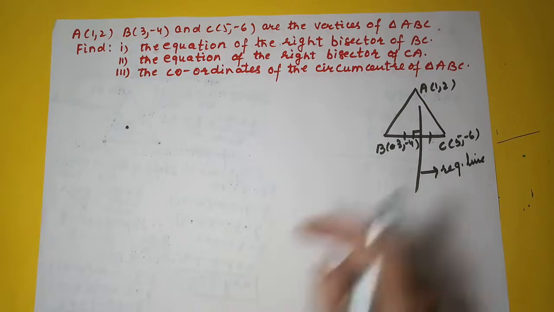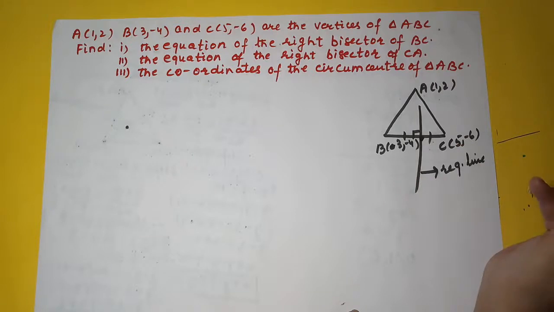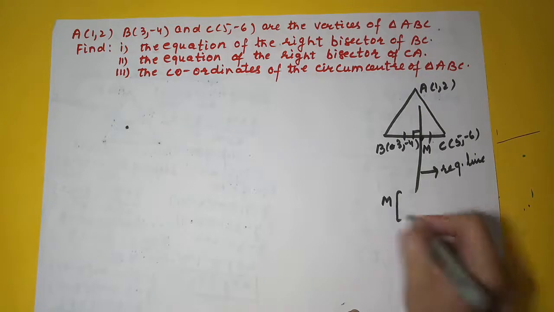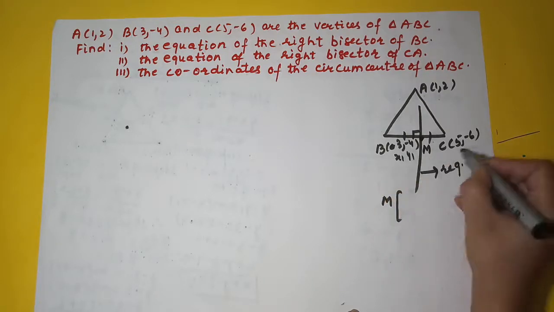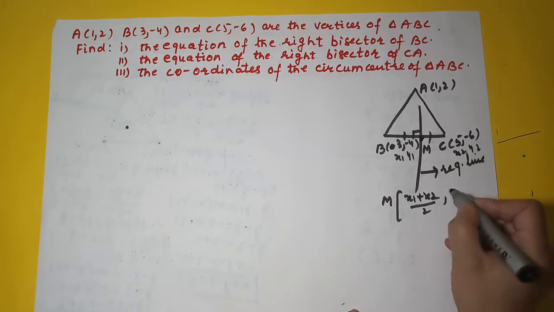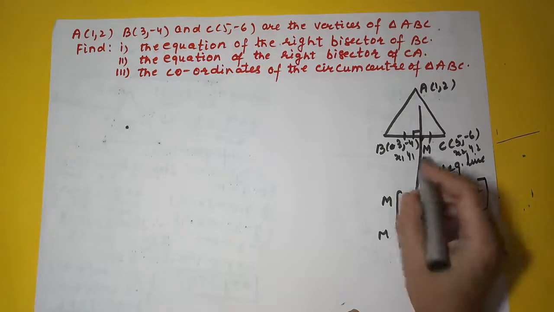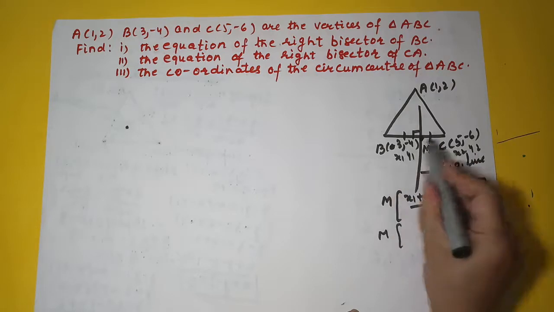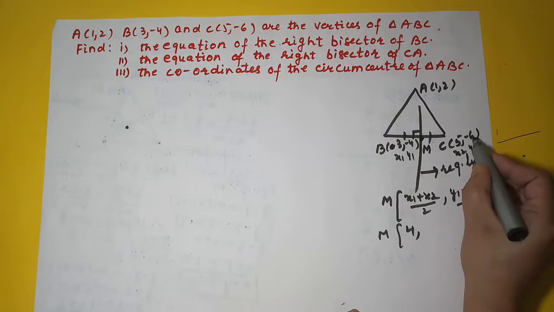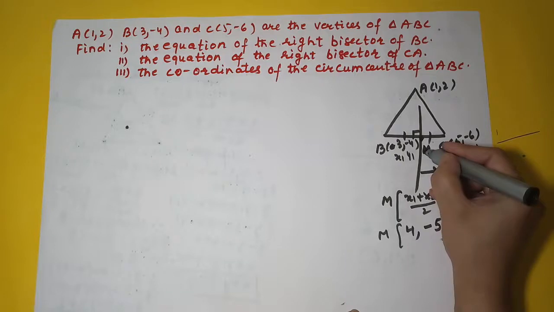Fine. Now, we know how to find these coordinates. This is the midpoint of BC. Let us name it M. If this is my x1, y1 and this is my x2, y2, the coordinates of M are x1 plus x2 by 2 and y1 plus y2 by 2. So the coordinates of M will be 3 plus 5, that is 8, divided by 2, that is 4, and minus 4 minus 6, that is minus 10, divided by 2, that is minus 5.